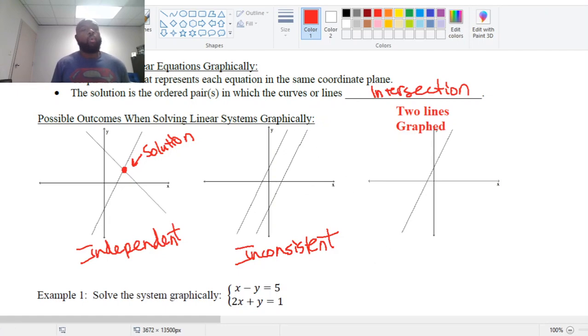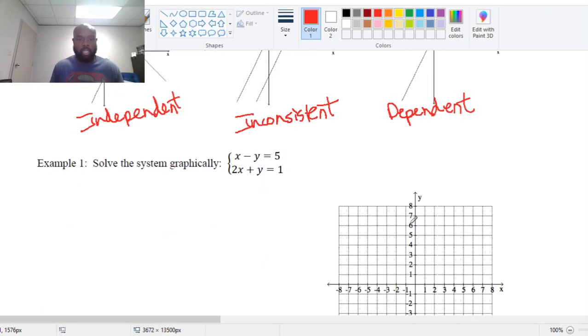In that case, we have dependent equations, because all of the ordered pairs on each of those lines, since it's the same line, are solutions. All right. And so these are the three cases, seeing them graphically. Let's look at it algebraically. Actually, we're going to do this first example graphically. So solve the system graphically.